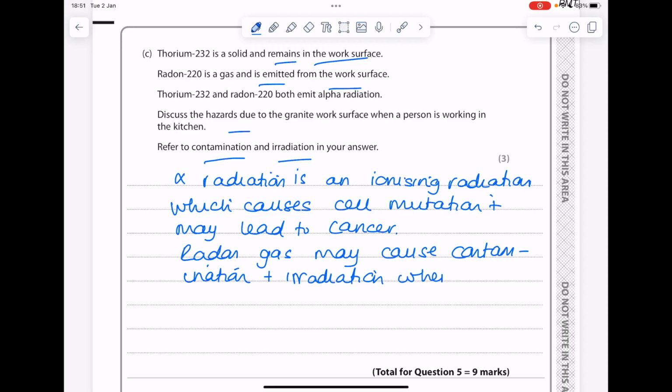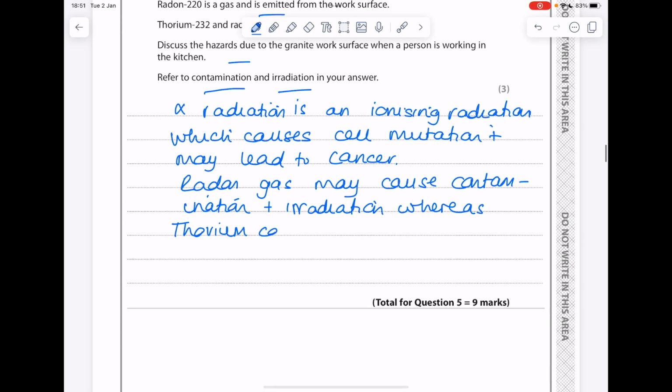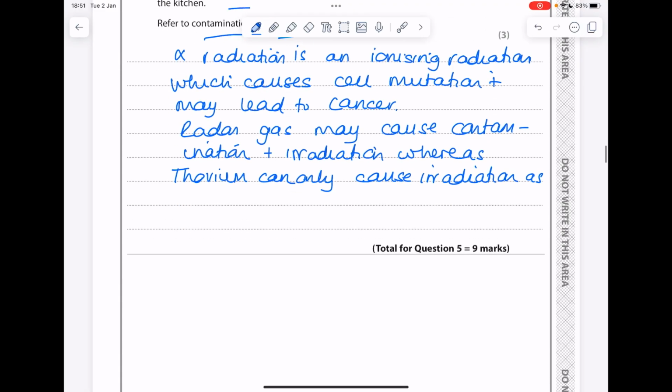Whereas thorium can only cause irradiation as it remains on the work surface.